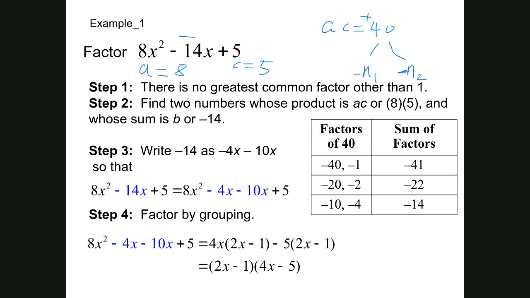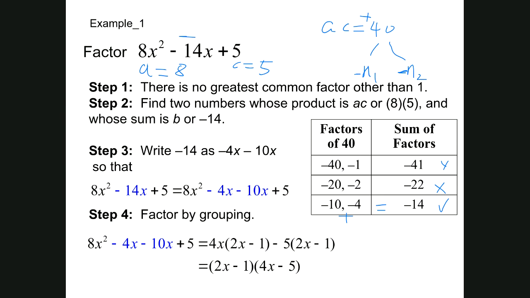We can break this down into negative 40 and negative 1. Added together, we get negative 41. So this is not a good one for the middle term. We can break it down into negative 20 and negative 2. Added together, we get negative 22. That's not good. And we can also break it down into negative 10 and negative 4. These two added together equal negative 14. So that's the right one. Once you find the right one, you can stop.